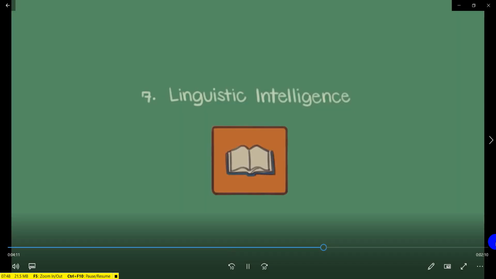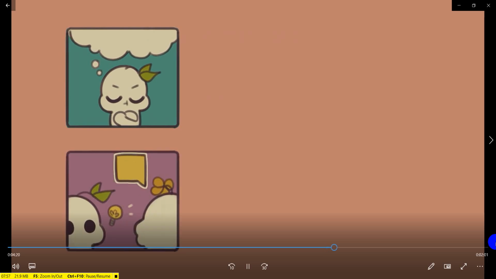Number 7, linguistic intelligence. Do you have a vast vocabulary? Do you think in deep thoughts or internal monologues? Can you understand and pick up the subtle differences in the meaning of words and language?